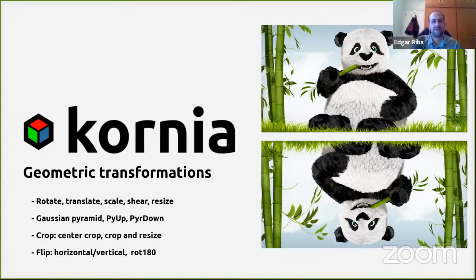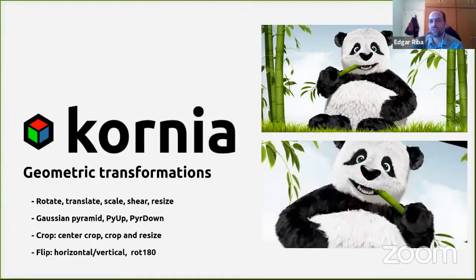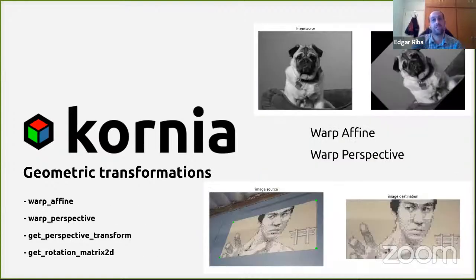It basically has several high-level routines for doing rotations, translations, and in general, affine transformations. Then we also implemented functions to perform Gaussian pyramids, different cropping functions, and flipping functions that can be used for data augmentation. As I said, everything in Kornia works for tensors, image or feature tensors. Your input doesn't have to be RGB images. It can be just multidimensional tensors.